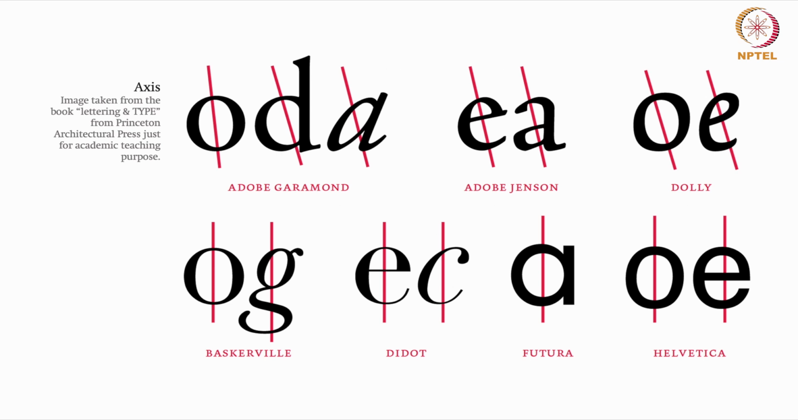The axis helps reveal the style or influence of the typeface, such as whether it is based on calligraphy, for example the diagonal strokes, or modern geometric design, where you will find most of the time vertical strokes, a vertical axis is apparent.